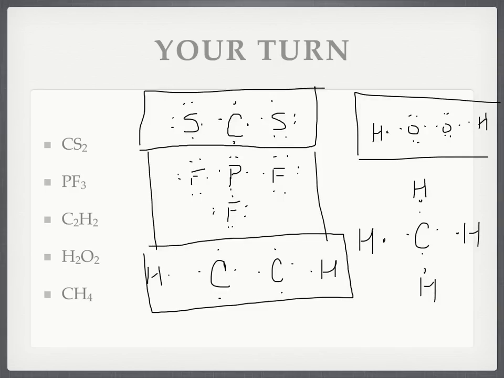Alright, so if you didn't get the skeleton written for them, this is what it looks like. For CS2, carbon's in the middle, sulfur is on the outside. PF3, phosphorus in the middle, fluorines around the outside. C2H2, it's kind of a chain like this. You've got hydrogens on the outside, carbons on the inside. Same thing with H2O2. The oxygens have to go on the inside. Remember, on these, you can't ever put hydrogens in the middle. They can only make one bond, so in the middle, you have to make at least 2. And the last one, the carbon goes in the middle, hydrogens go on the outside. So if you didn't get it figured out, stop it again and finish those.